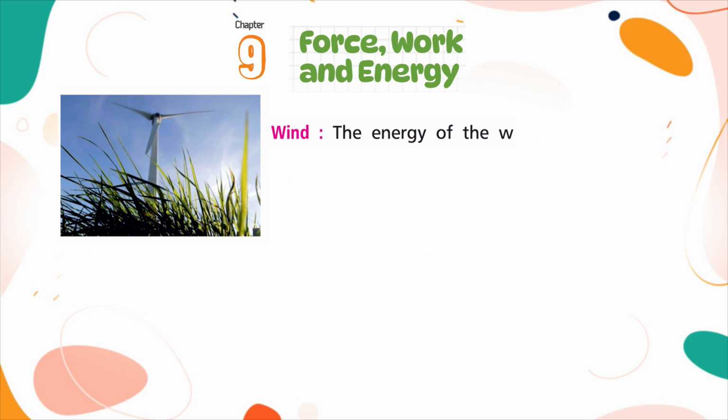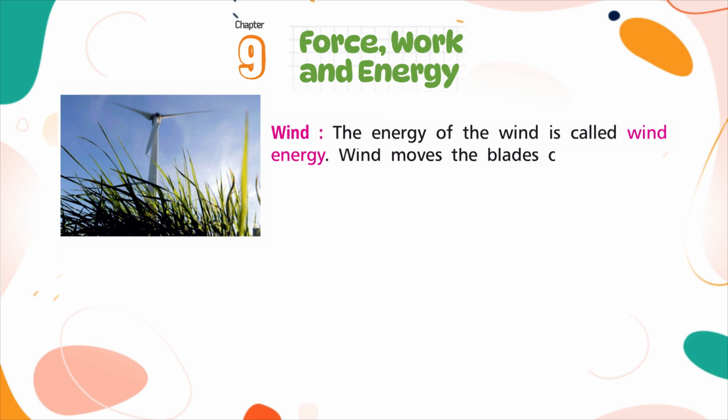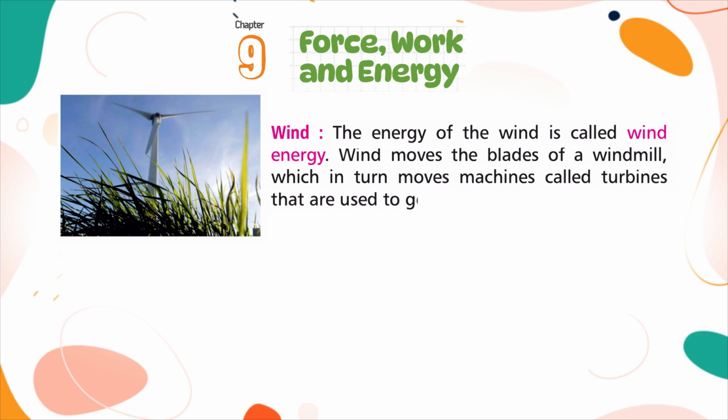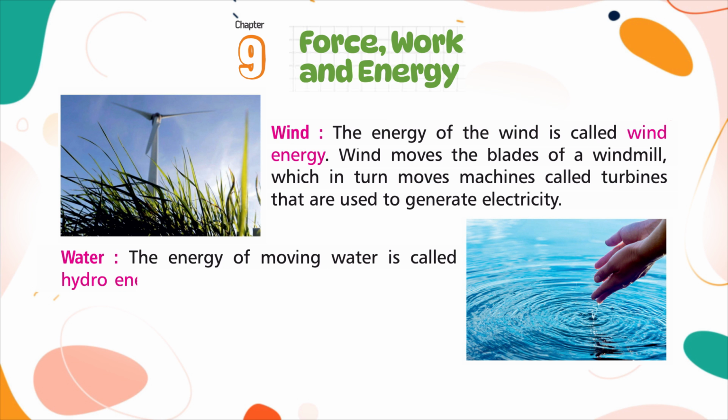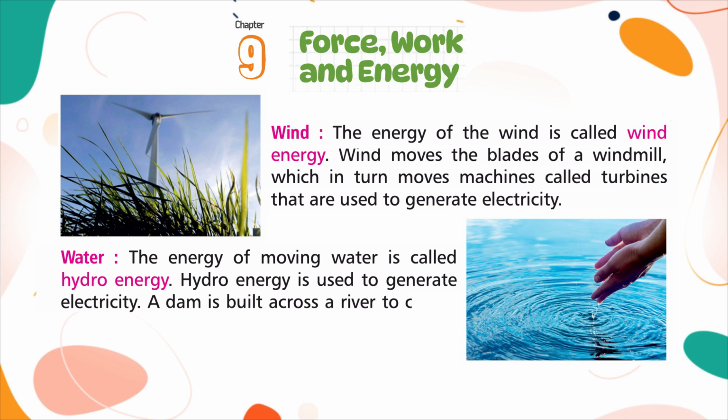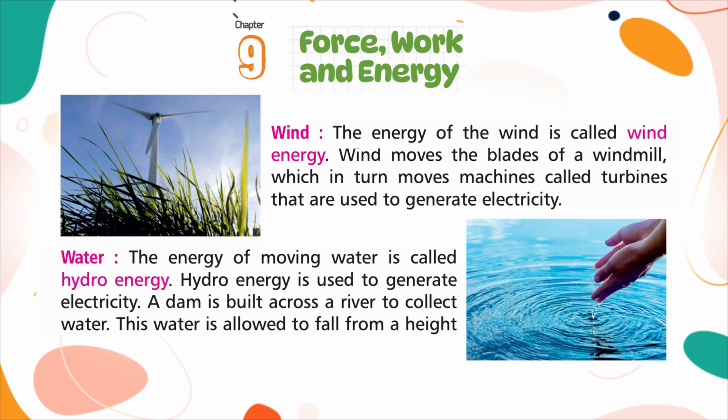Wind. The energy of the wind is called wind energy. Wind moves the blades of a windmill, which in turn moves machines called turbines that are used to generate electricity. Water. The energy of moving water is called hydro energy. Hydro energy is used to generate electricity. A dam is built across a river to collect water. This water is allowed to fall from a height to turn turbines, thus generating electricity.